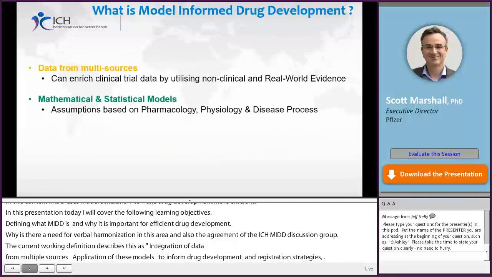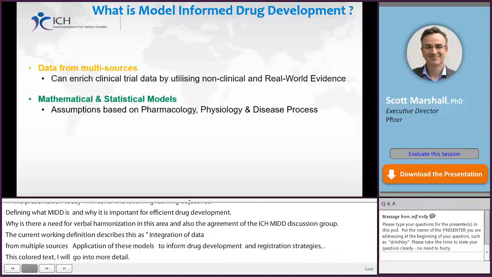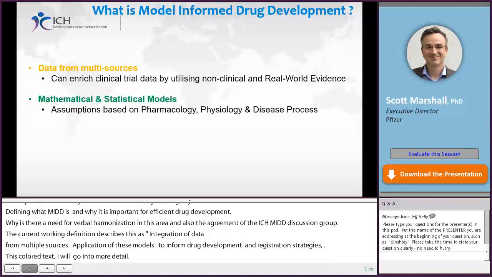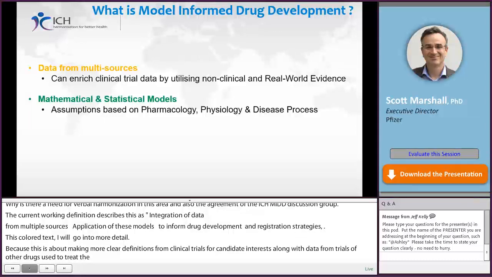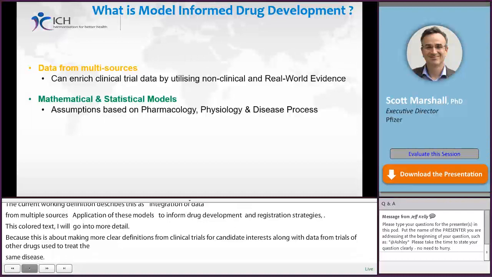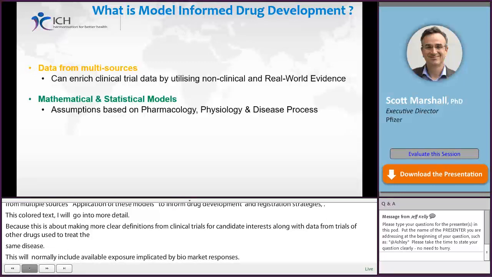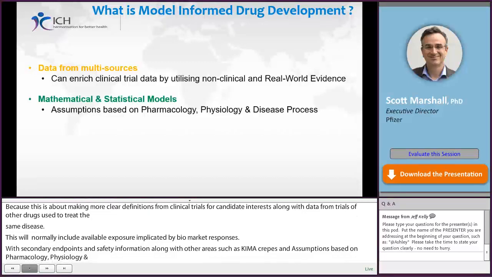Given this is about making drug development more efficient, a clear focus is using available clinical trial data for the candidate of interest, along with data from trials of other drugs used to treat the same disease. Data of interest in model development will normally include all dosing information, available exposure and PK data, biomarker responses, primary and secondary endpoints, and key safety information, along with other covariates such as demographics and genotyping, phenotyping, which may help better characterize individual responses.